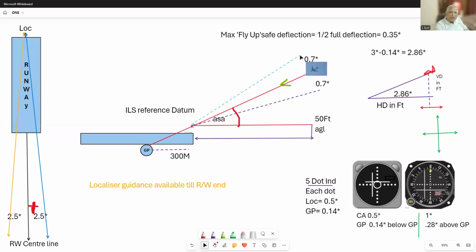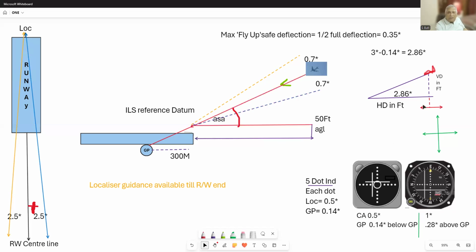If you are above the glide path, you'll have to increase the rate of descent. If you are below the glide path, you will have to reduce it. And if you have gone more than 0.35 degrees below, immediately make a maximum gradient climb, maximum angle of climb, intercept and maintain the glide path.